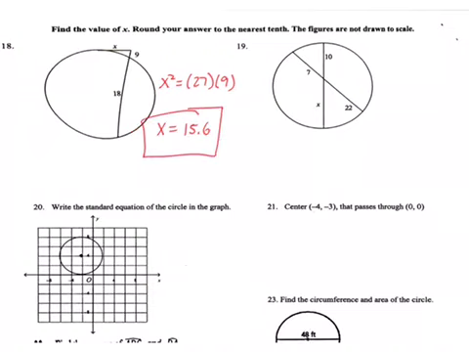All right. In 19, we have two chords intersecting in the circle. So to find the value of this X, we're going to take the product of each part of the chord set equal to the product of each part of the other chord. So that'd be 10 times X equals 7 times 22. So 10X equals 154. Divide by 10, you get X equals 15.4.